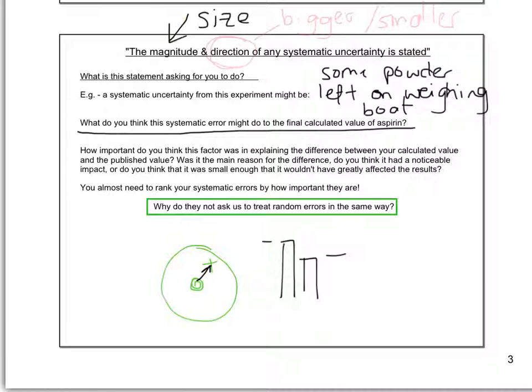There's a question here for you to think about. I'm not going to give you the answer right now. Why do they not ask us to treat random errors in the same way?